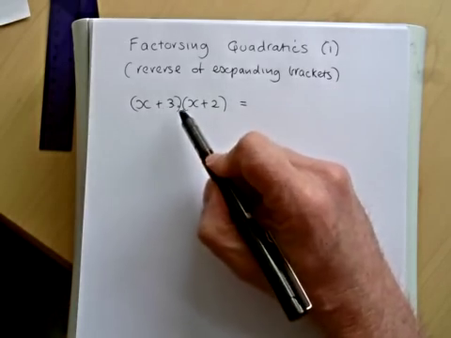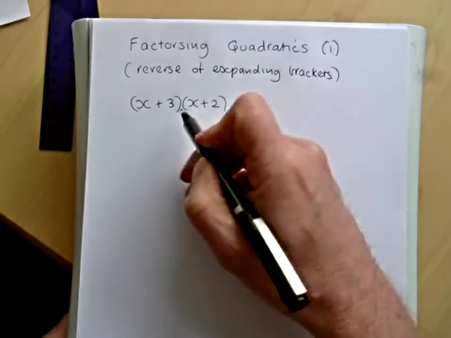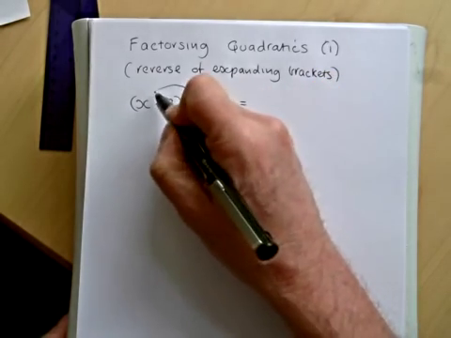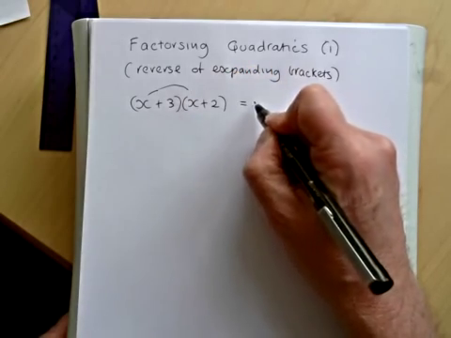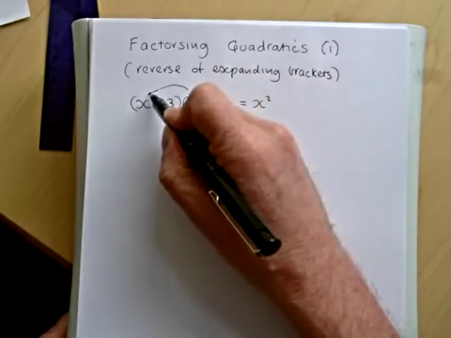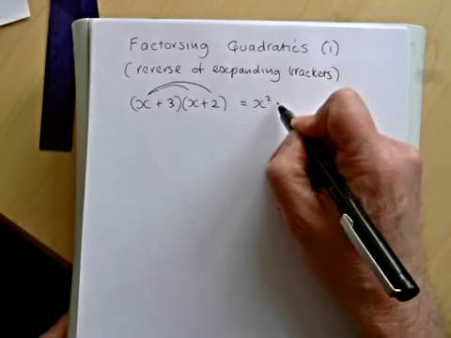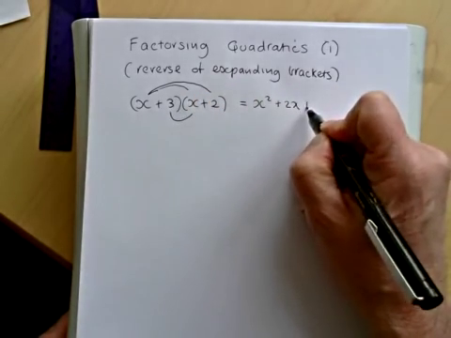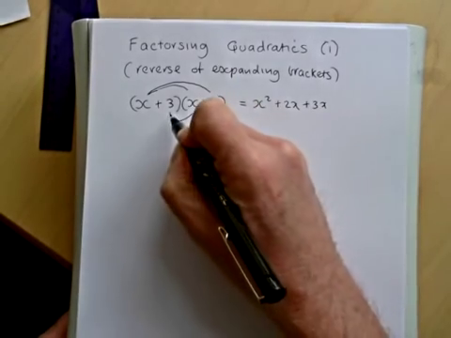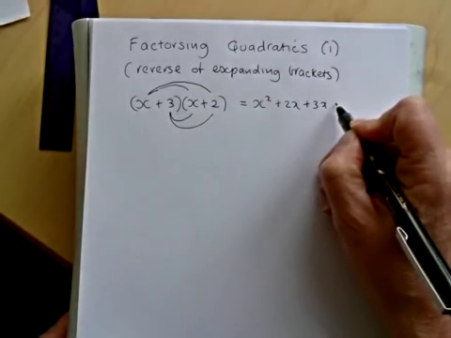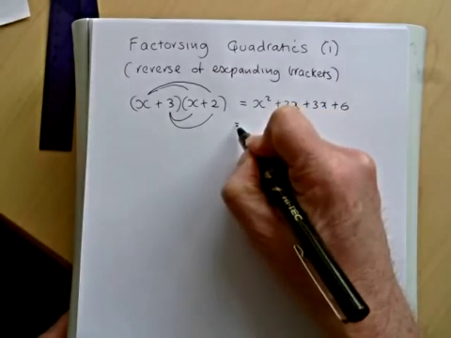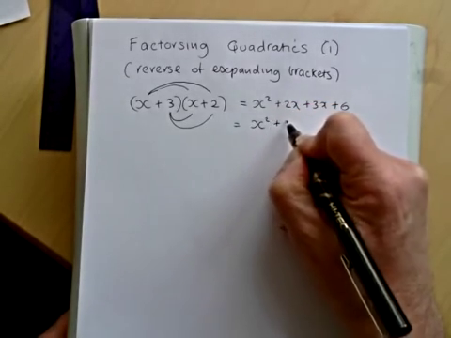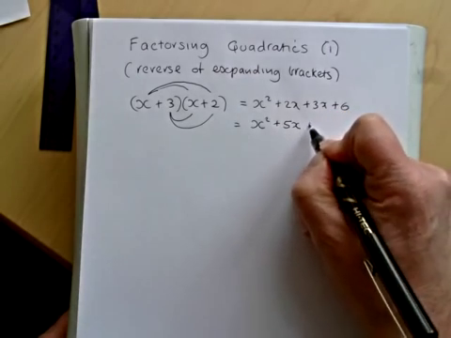If you're expanding x plus 3 times x plus 2, you're going to get 4 terms to start with, which can be reduced to 3. So you're going to do x times x, which is x squared. You're going to do x times 2, which is 2x. You're going to do 3 times x, which is 3x. And 3 times 2 gives us 6. We can then simplify it because we've got 2x and 3x. So we end up with x squared plus 5x plus 6.